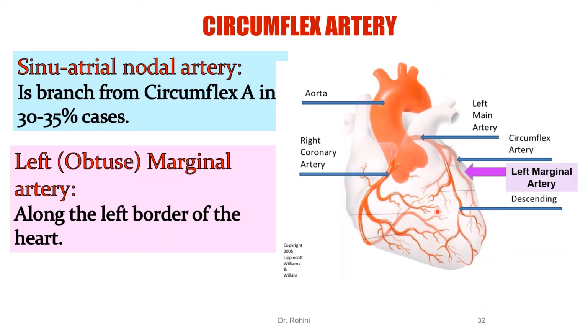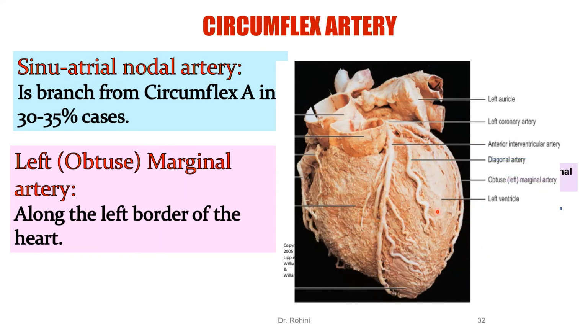Okay, we can see here, this is which artery? This one is diagonal artery from anterior interventricular or directly from coronary artery. This artery here, which is running along the left margin of the heart, this is called left marginal artery or obtuse marginal artery.